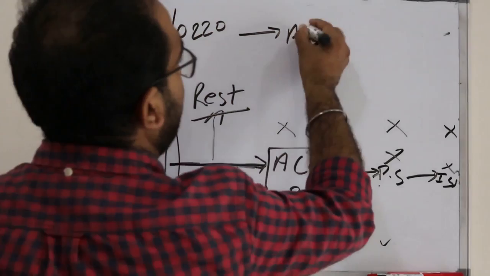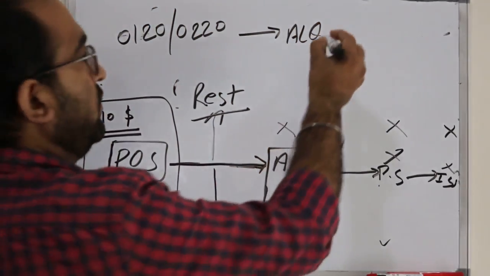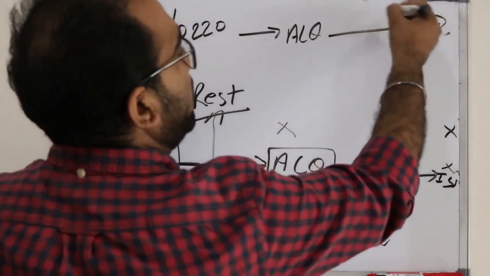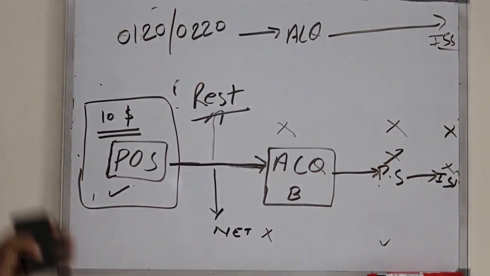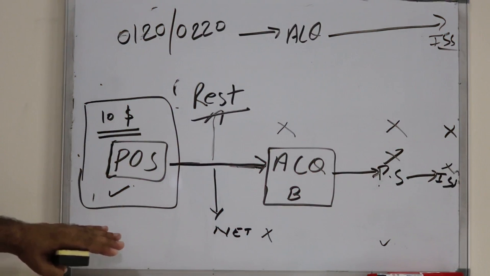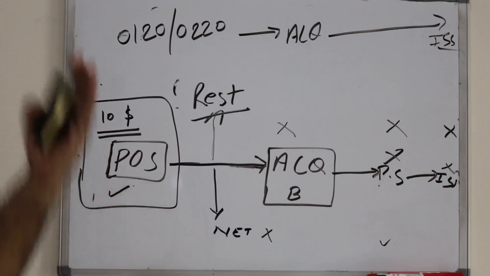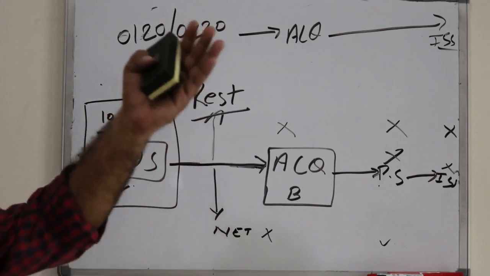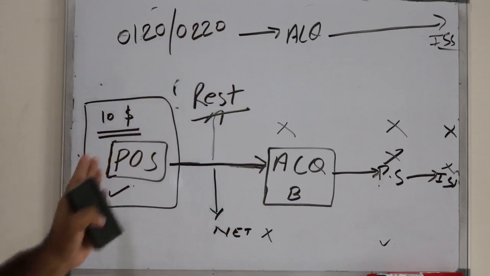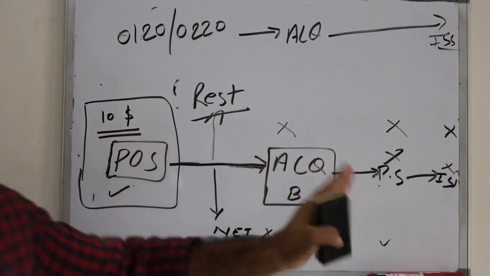Then the acquiring bank will receive this transaction and send it to the payment scheme, and it will reach the issuer via the payment scheme. So this is what happened in this diagram. First of all, the connection was down, the transaction was approved offline, then the connection was restored, and then the transaction was moved from the POS machine to the issuer bank.